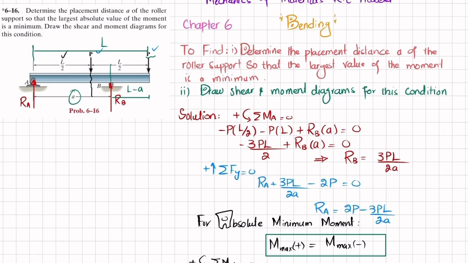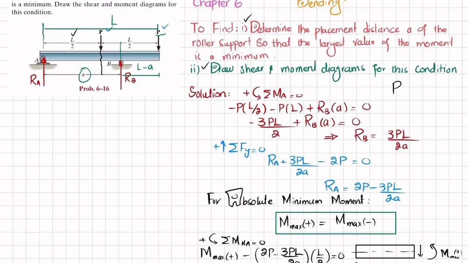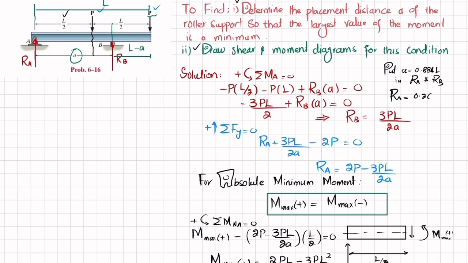Now when we have solved the first part, we will move towards the second part. Draw the shear force and bending moment diagram. So when you put A is equal to 0.886 L in RA and RB, you will get RA will be equal to 0.268 times P, and RB will be equal to 1.732 times P. So what you have to do, you have to put the value of A here and here. So you will get RA will be this one and RB will be this one.